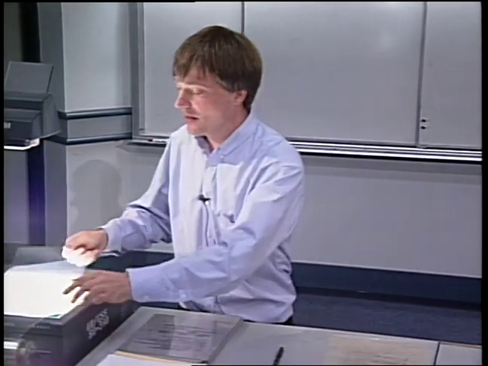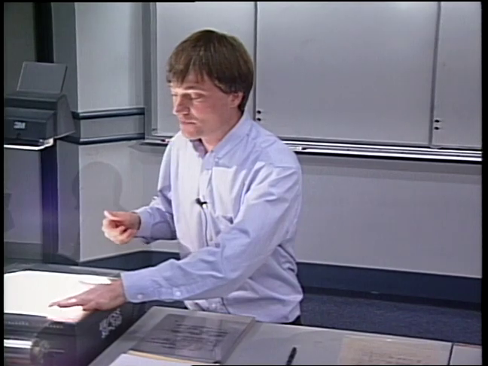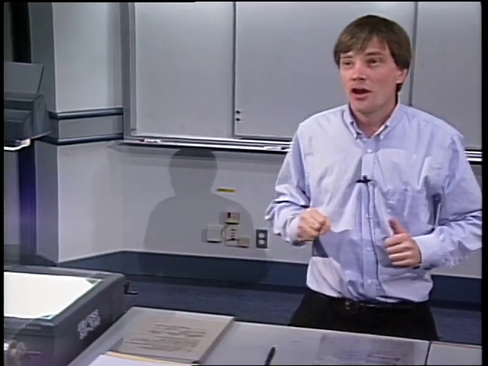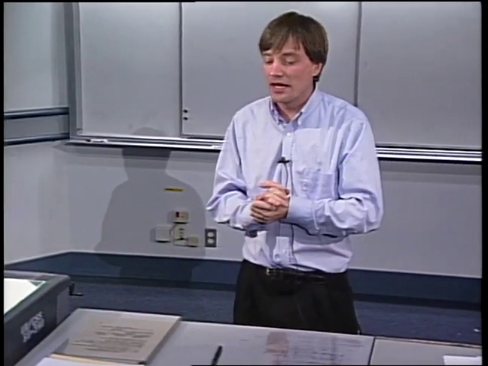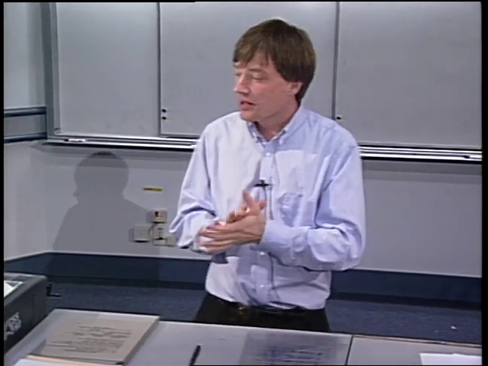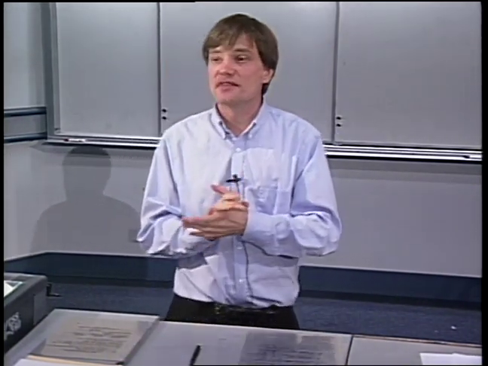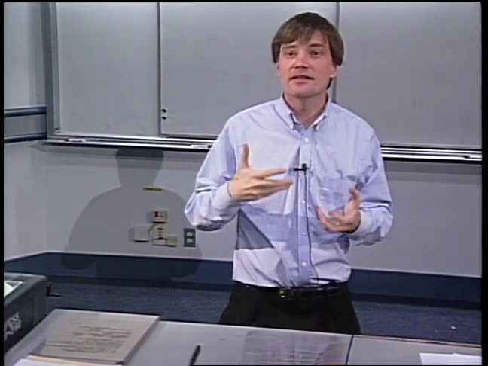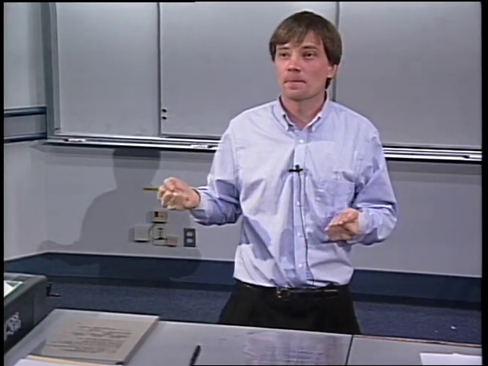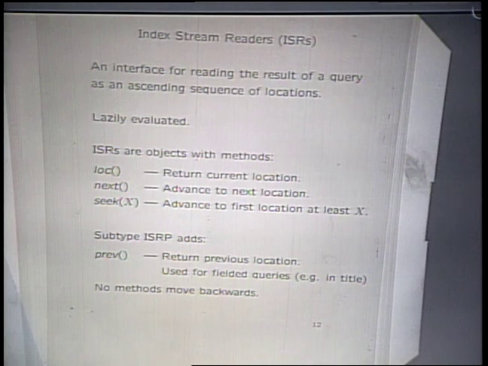So that's enough about the inner loop. Now I'm going to tell you something about something significantly more high level in the indexer. This is an interface. It allows you to build up queries. It's an interface for reading the result of a query as an ascending sequence of locations. So one way to think about this is as an interface for reading that list of locations out of the inverted file. But it's much more general than that.